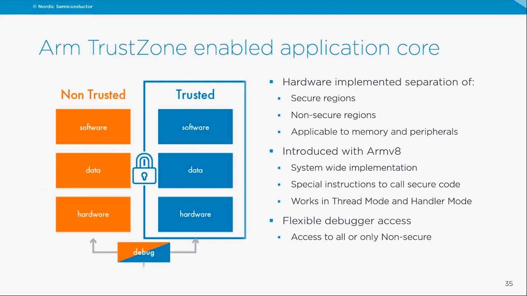This was introduced with the Arm v8 instruction set architecture, and it has been supported by their Cortex-A series for quite a while. So it's proven, it works. And with v8, support was added to the M series: M33, M23, and M35. It adds some special instructions for calling secure code, and it works in thread mode and in handler mode. It offers flexible debug access, so the debugger can have access to everything or only the non-secure. So this means that if you have some firmware that you want to protect from the debugger, you can configure that.